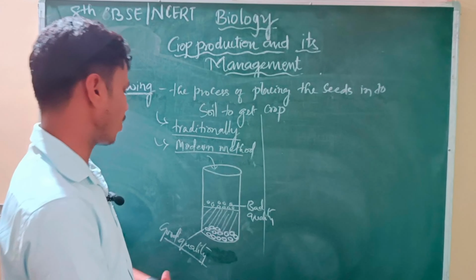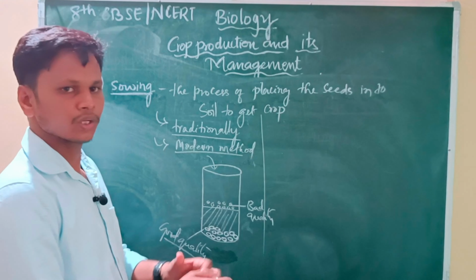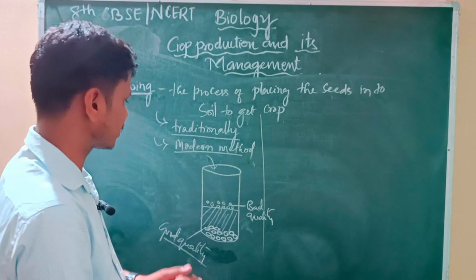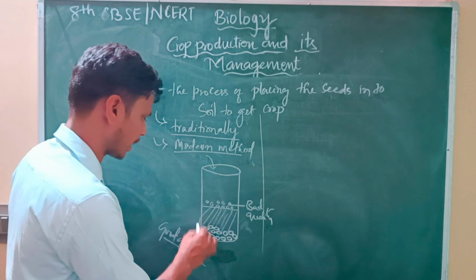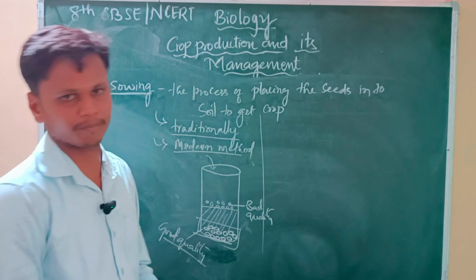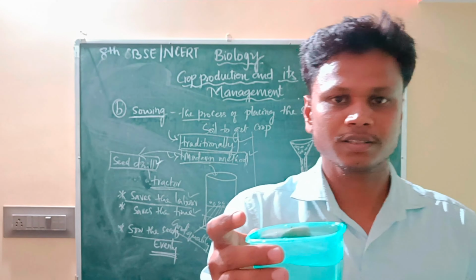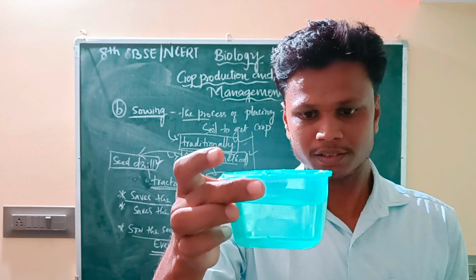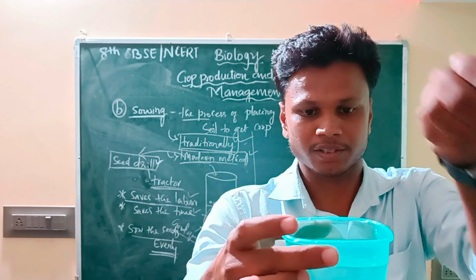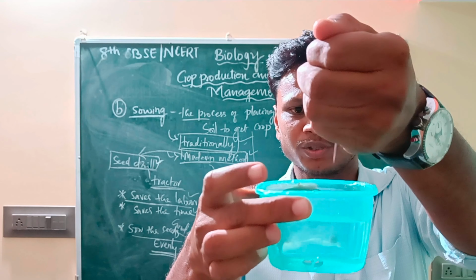This is exactly how the farmers used to separate the good quality seeds from the bad quality, and they will collect all these seeds and go for sowing purposes. I have taken some water in a vessel, so I'm just pouring the seeds into it. You just observe.